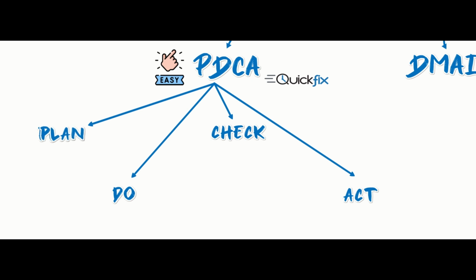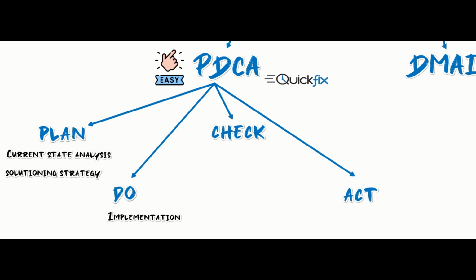First, we have the plan stage. Tim starts by understanding the problem, identifying the pain points, and coming up with a strategy to fix them. Next is the do stage. This is where Tim puts his plan into action and begins making the changes. Then comes the check stage. Tim reviews the results to see if those changes are actually making a difference. And finally, there's the act stage. Here, Tim makes any further tweaks or improvements based on what he's learned so far.